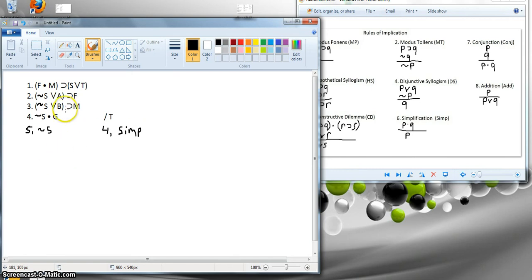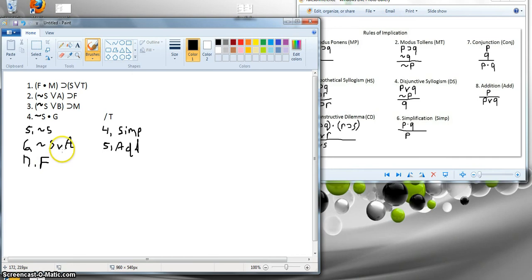Now, since we're looking for not S or A, why not just use addition on 5 to get not S or A? Remember, addition is often overlooked when you're doing these, but it's a nice little tool to add with the little wedge sign. So we have not S or A, and that's 5 addition. There you go. Oh my gosh, I'm getting sloppy. Now that we have not S or A, we can get F, right? With modus ponens up above. So I'm going to write F.